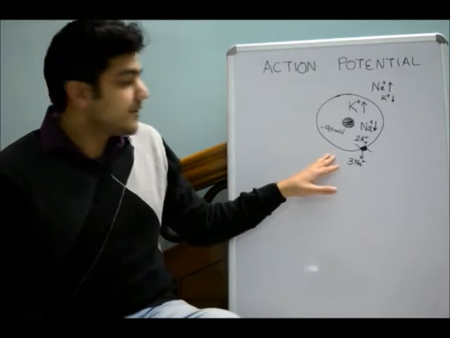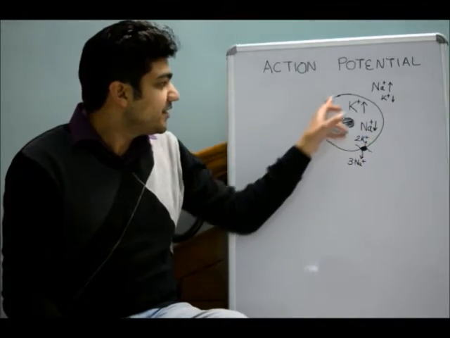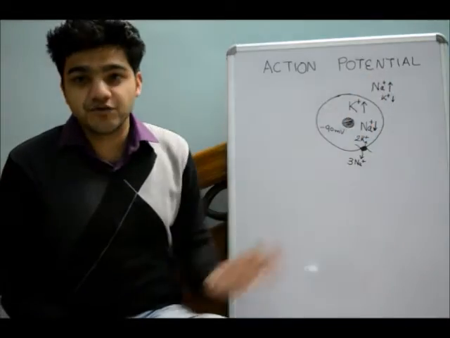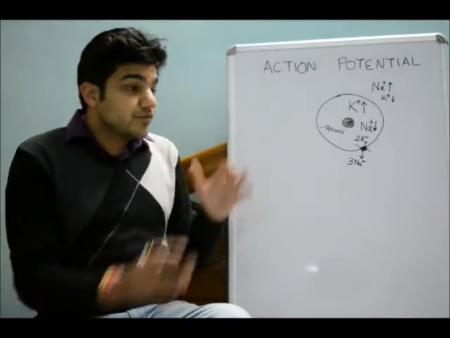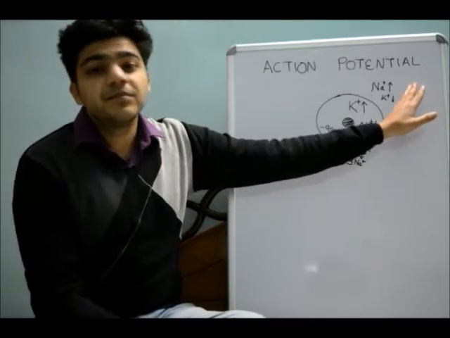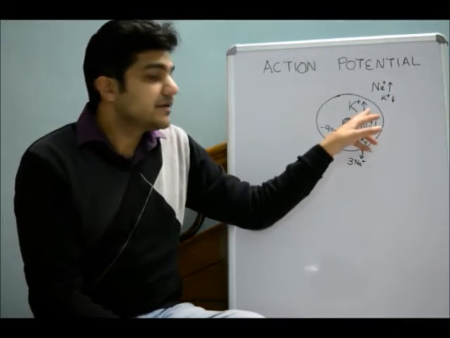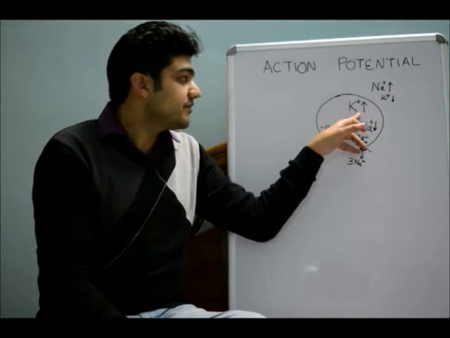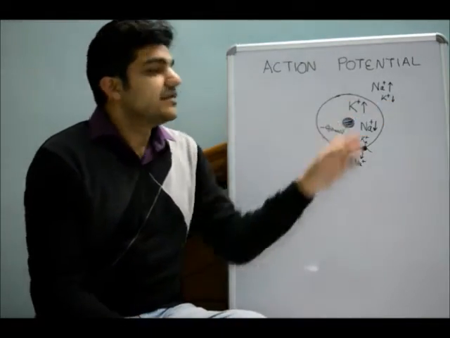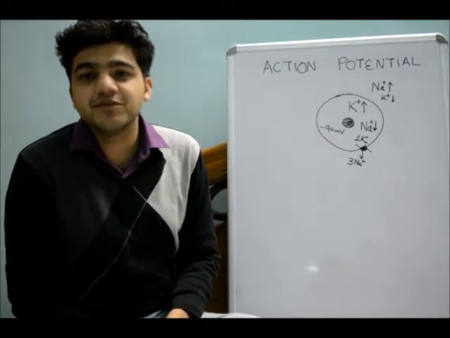Now, in a cell, you can see a cell bounded by the plasma membrane and then the constitution of various ions inside and outside of the cell. So in a normal resting cell, what is the status? Sodium mostly stays outside the cell, and the major intracellular cation is potassium. Okay, and the resting membrane potential is nearly around minus 90 millivolts.